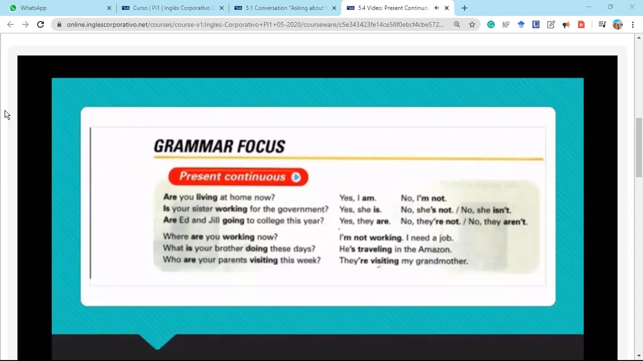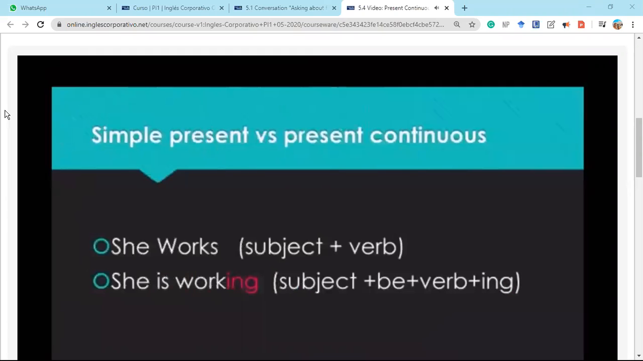Where are you working now? I'm not working. I need a job. What is your brother doing these days? He's traveling in the Amazon. Who are your parents visiting this week? They're visiting my grandmother.